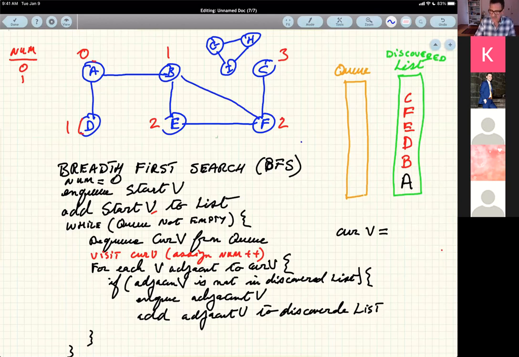So this is how you do breadth first search. And the benefit of breadth first search is it tells you the connectivity. Who is connected, who is not connected, who you can reach and who you cannot reach, and how many steps it takes you to reach them. Okay, good. Any questions?